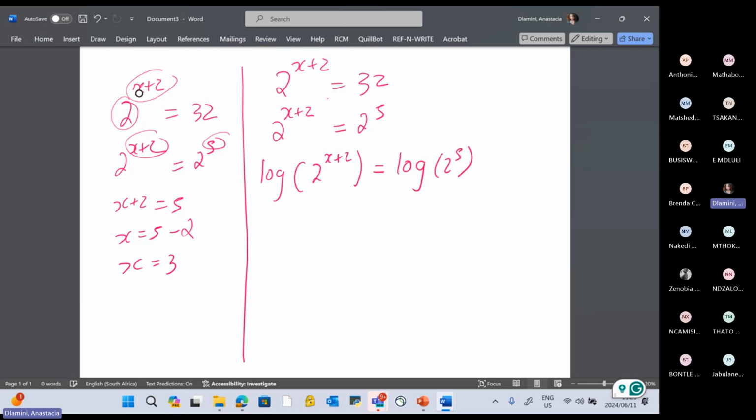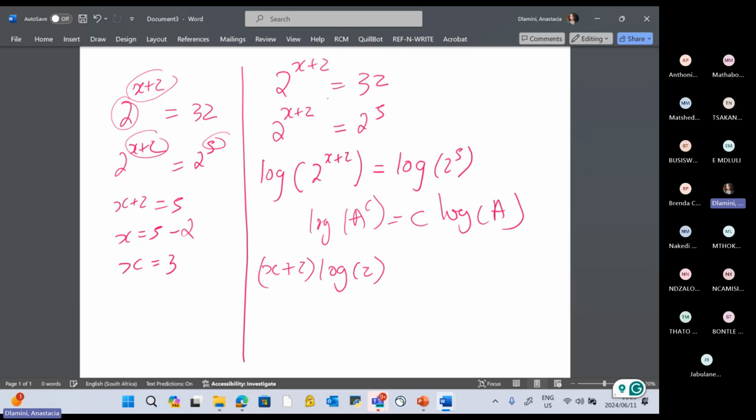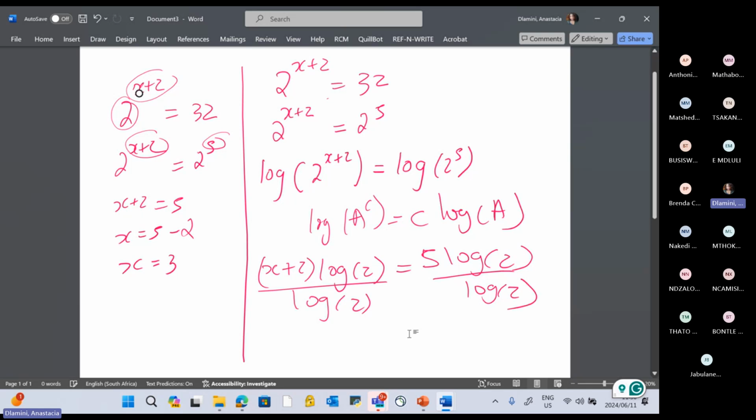Now, we are using the law of logarithms that says if you have log of a to the power of c, this is c log of a. So we can use that law, meaning that this becomes x plus 2. Remember, there are two terms, so put them in brackets, and this is equal to 5 times log of 2. If you divide by log of 2 here and log of 2 here, you will notice that you remain with x plus 2 is equal to 5, which is where we were earlier. Then you can simplify and say x is equal to 5 minus 2. Therefore, x is equal to 3.